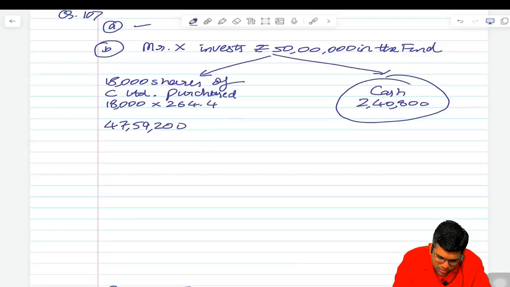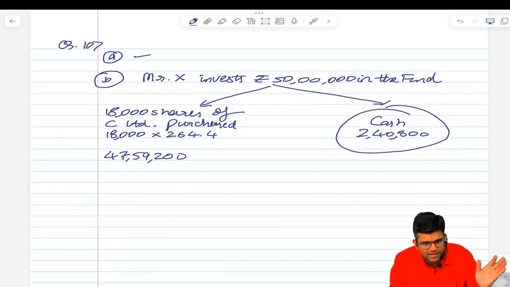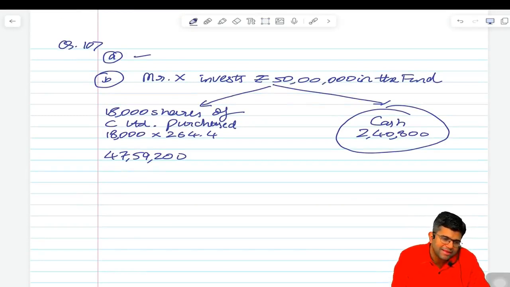Students, do you realize that when Mr. X invests in this mutual fund, the mutual fund will have to issue units to Mr. X? Come on, everyone. Mr. X now will get some units.